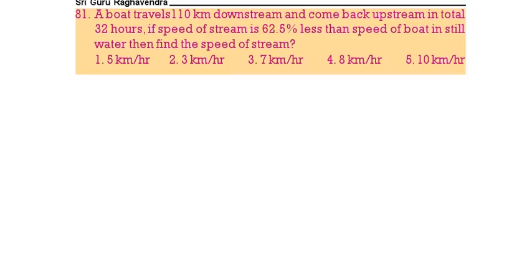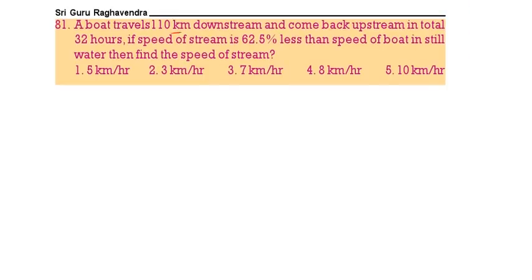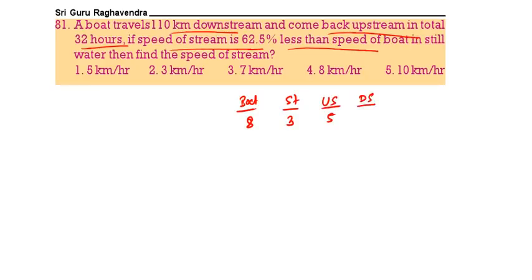A boat travels 110 kilometers downstream and comes back upstream in total 32 hours. Speed of the stream is 62.5% less than the speed of the boat. So here boat speed and stream speed we should take. Boat then stream. 62.5 means 5 by 8. So boat speed 8, stream speed will be 3. Then upstream speed is equal to 5, downstream speed is equal to 11.